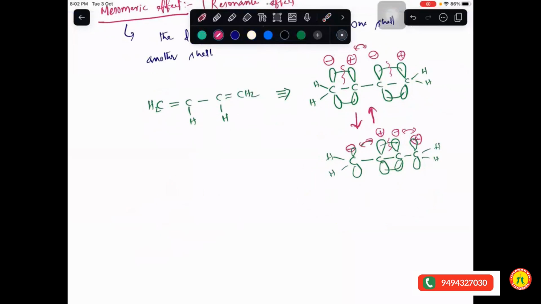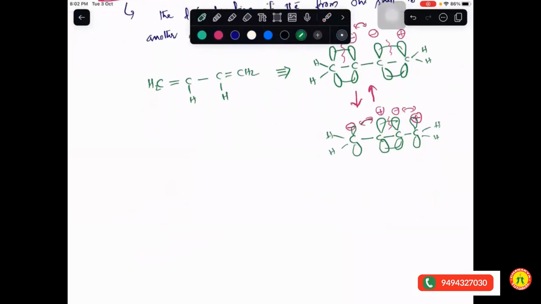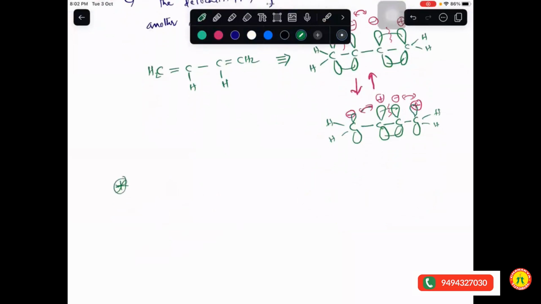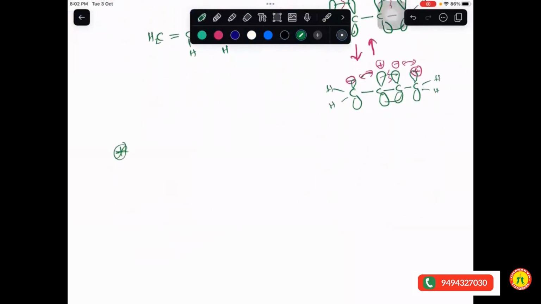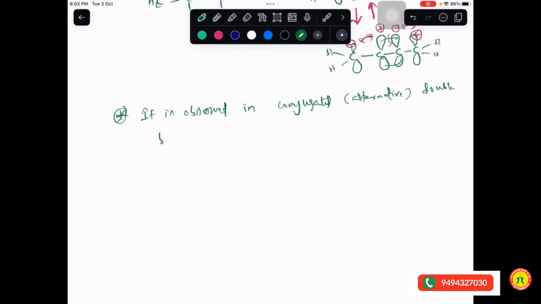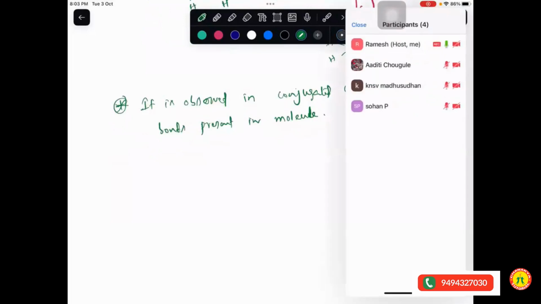See here. So what is the condition? Just now we told that it should have conjugated double bonds. It is observed in conjugated systems, which is nothing but alternate double bonds present in the molecule. Understand, right? My point? Anybody have a doubt?